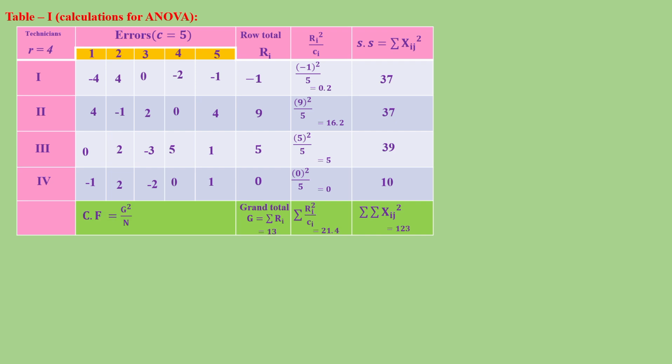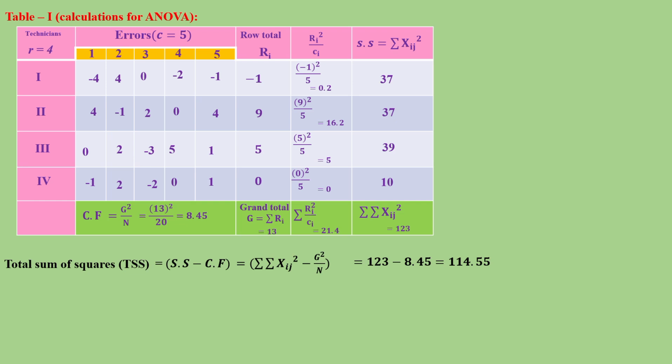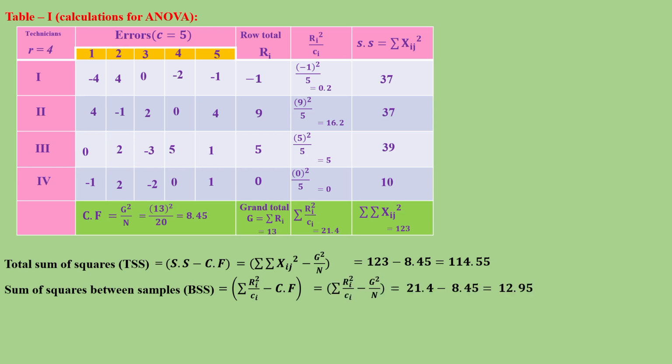Next, correction factor, G square by n. So 13 square by 20, that is equal to 8.45. Next, the total sum of squares formula is sum of squares minus CF, correction factor. So 123 minus 8.45, 114.55. Sum of squares between the samples, BSS, is summation Ri square by Ci minus CF, that is 21.4 minus 8.45, equal to 12.95. Sum of squares within sample, WSS, is TSS minus BSS, 114.55 minus 12.95, that is equal to 101.6.